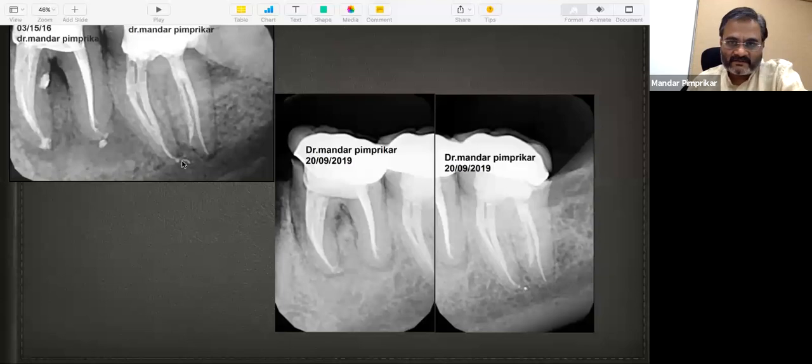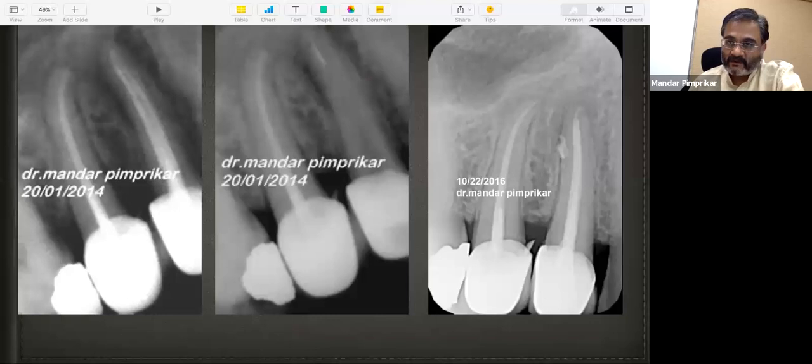And also you can see the 2016 and 2019, 3 years follow-up. The sealer in the lateral canal in the furcation is resolved, and there is healthy bone, there is healthy tissue at the periapex. So this is what predictable endodontics is all about.